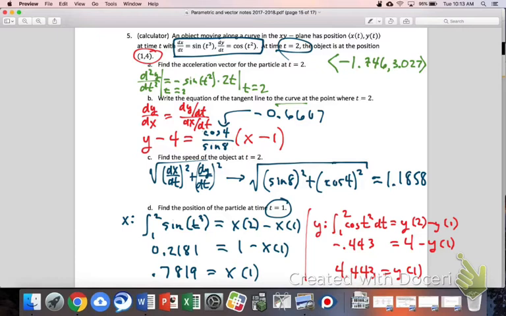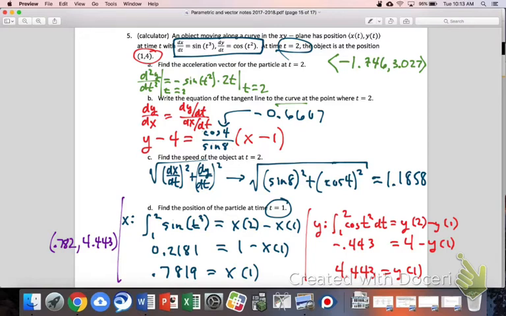You could answer that question just by putting those two together and saying the position is 0.7819, comma 4.443. Okay, so yeah, be careful with the ordering there, and of course the plus, the minus, and all that stuff like you asked about. Hope that clears it up.